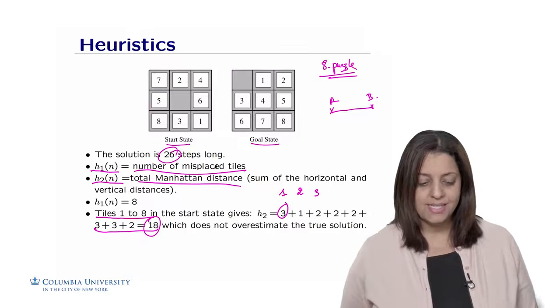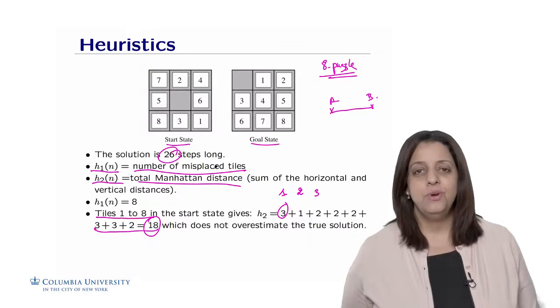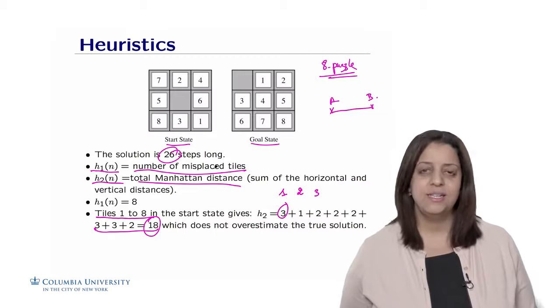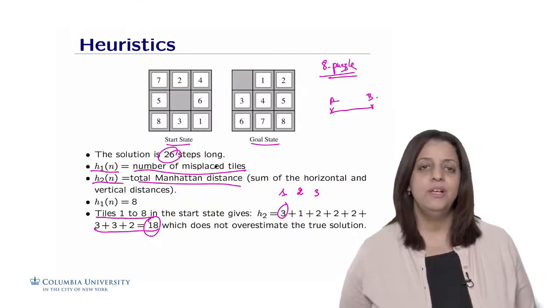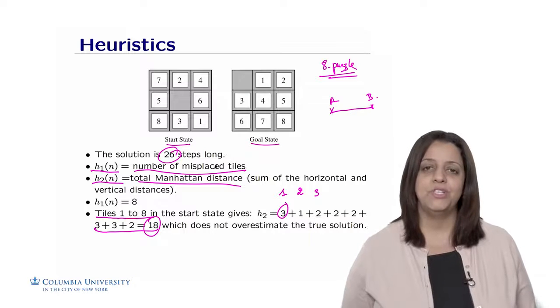So this was for heuristics. In other applications, you may need to find combinations of heuristics and try to engineer that. But in all cases, as far as it is admissible, you'll be able to use it in A* and reach the optimal solution.